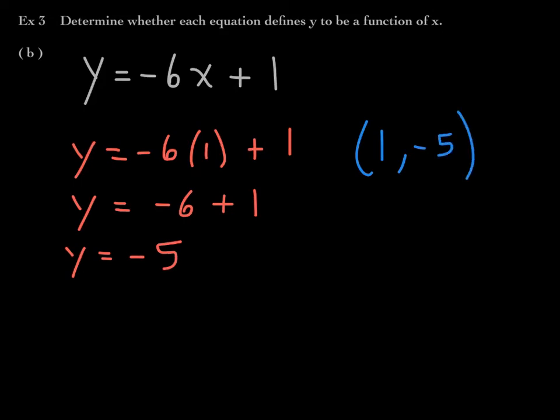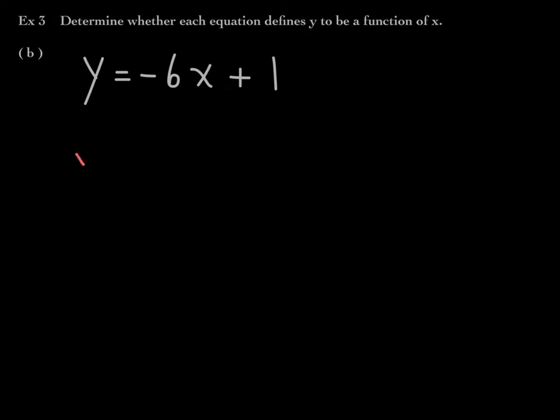The good news here is that this one x value here corresponds to exactly one y value. In other words, you're not going to plug in 1 here and ever get anything other than negative 5. Negative 6 times 1 plus 1 will always be negative 5. So it's looking good. Let's plug something else in for x.